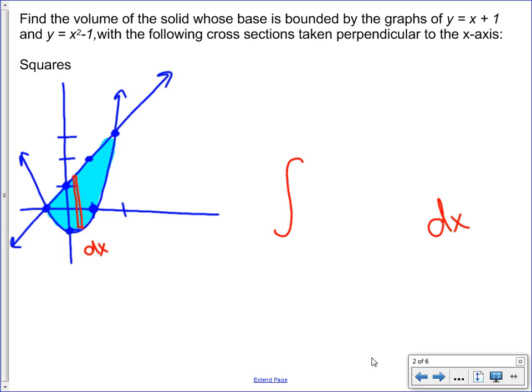Top minus bottom. So our top equation is x plus 1, minus our bottom equation, x squared minus 1. That's what's on this side, this side of our square.